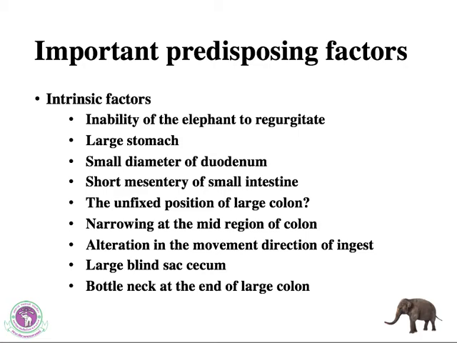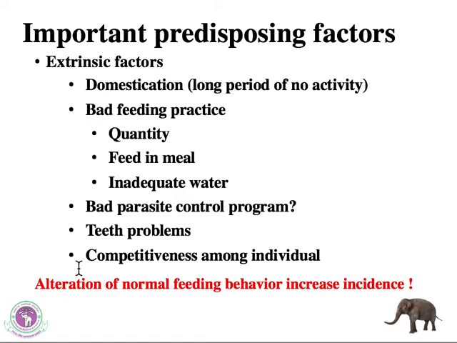This is probably one of the major and most important predisposing factors for the elephant to develop obstruction of the GI tract. Regarding the extrinsic factors, definitely domestication causes a problem, especially when the elephants have to work for a long period of time and lack availability of water and snacks.